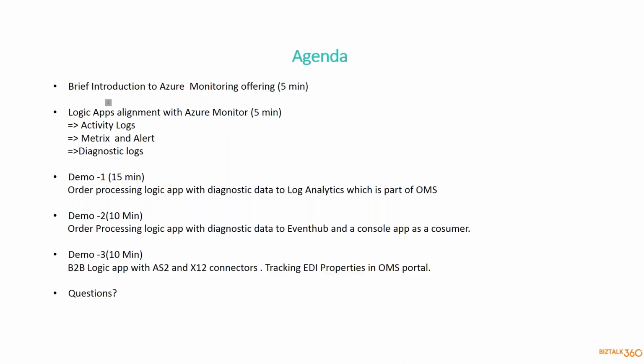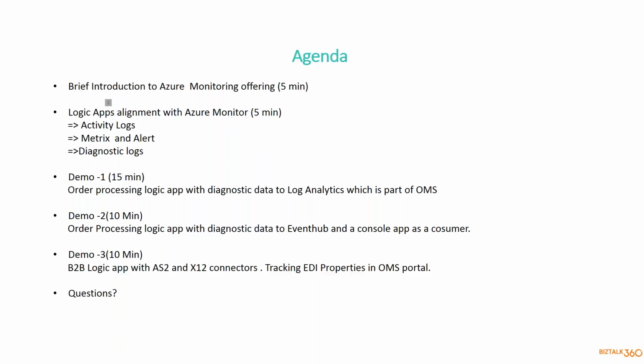And then moving to the second demo, it's a similar thing. I'll be using the same Logic App, and I'll be pushing the data this time to the Event Hub. And I have written my own console consumer, which streams the data from the Event Hub that I have created, and how we can display and utilize that data is going to be in the second demo.